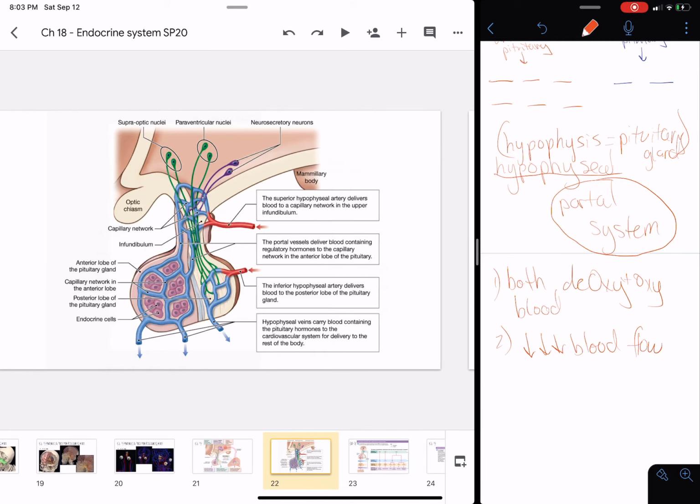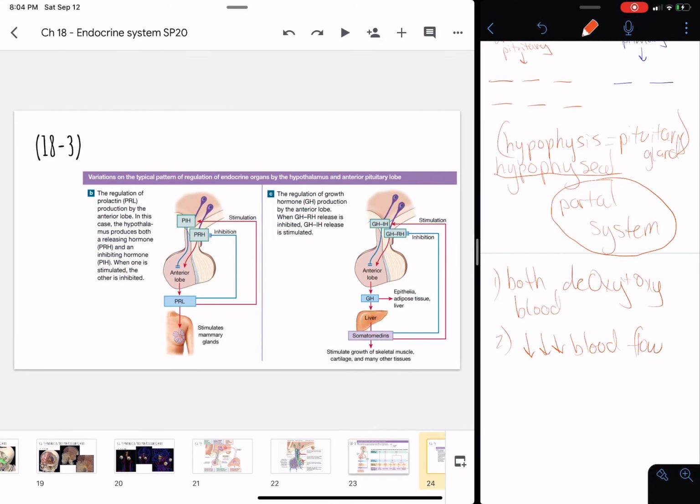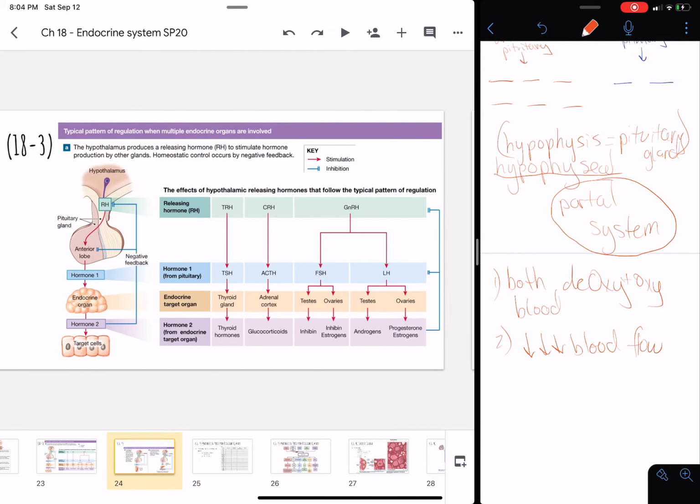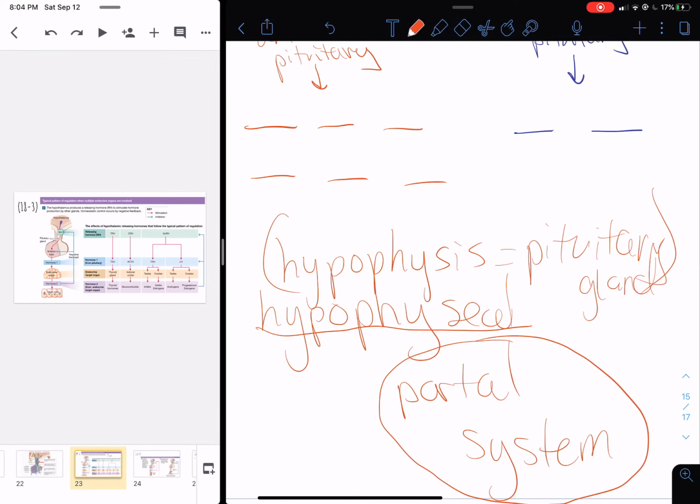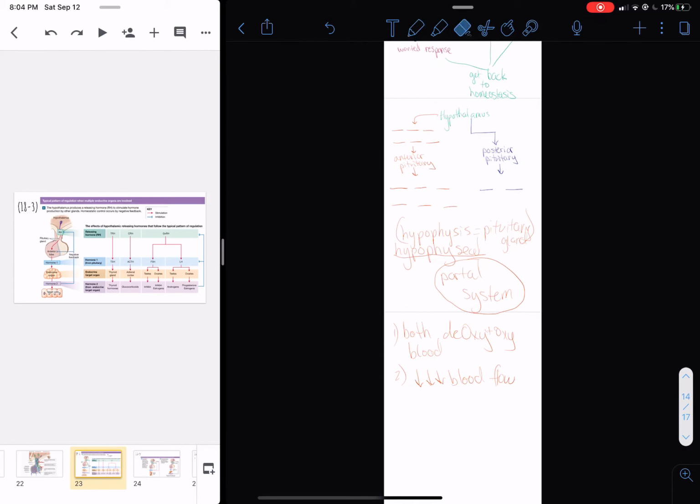Okay, so now the next couple slides, like this slide and this slide, are going to talk through what hormones are being released where, but it doesn't really give you the why. So I'm going to go ahead and erase this, just so that I can continue the flow chart up here.